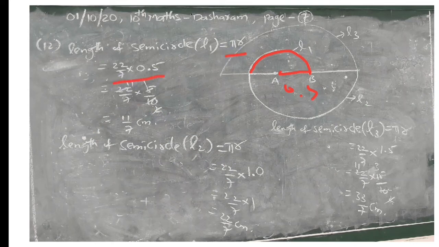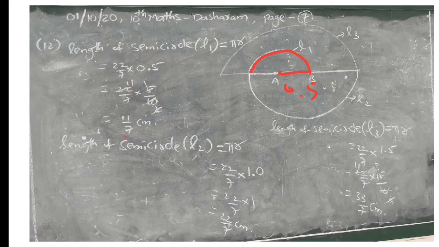So pi value 22 by 7 and r, first radius is 0.5 centimetre. So 22 by 7 into 0.5 means 5 by 10. 5 ones are 5, 5 twos are 10. So 2 ones are 2, 11s are 11, so 11 by 7 centimetres. So the length of semicircle l1 equals 11 by 7 centimetres.